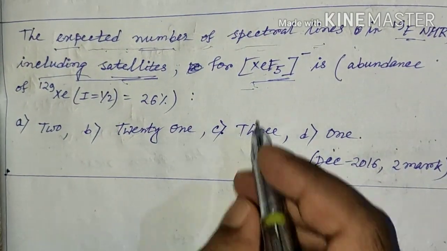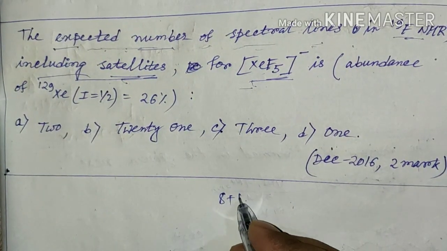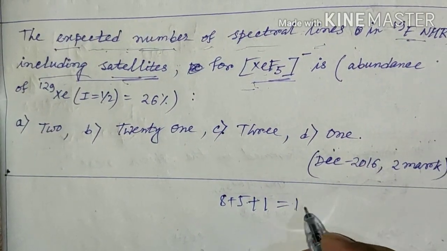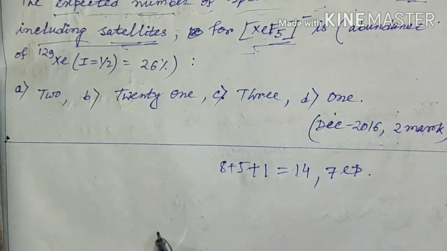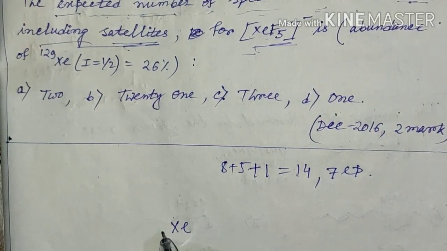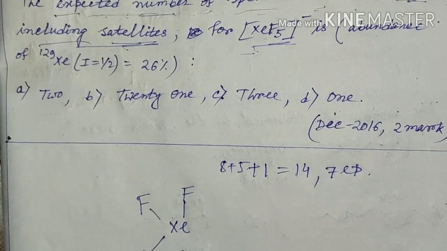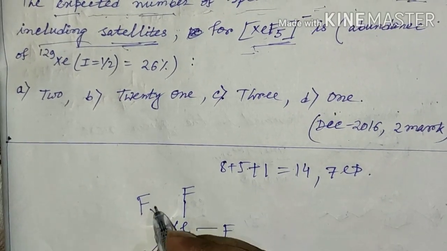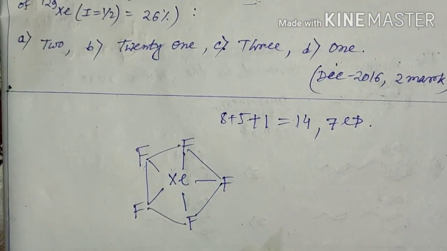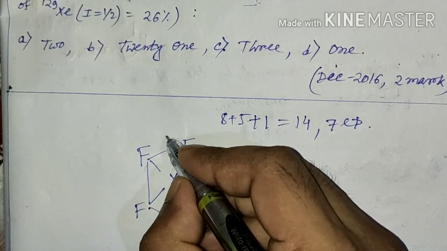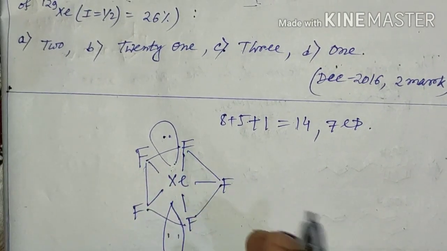Let's solve this question. For the structure of this complex, xenon has 8 electrons, 5 fluorines contribute 5, and 1 for the anion, that is 14 electrons, that is 7 electron pairs, and for 7 electron pairs the geometry of this complex will be pentagonal bipyramidal. Pentagonal bipyramidal means the 5 fluorine nuclei will be in the same plane, the pentagonal plane, and the remaining 2 electron pairs will be one above the plane and one below the plane of this pentagon.